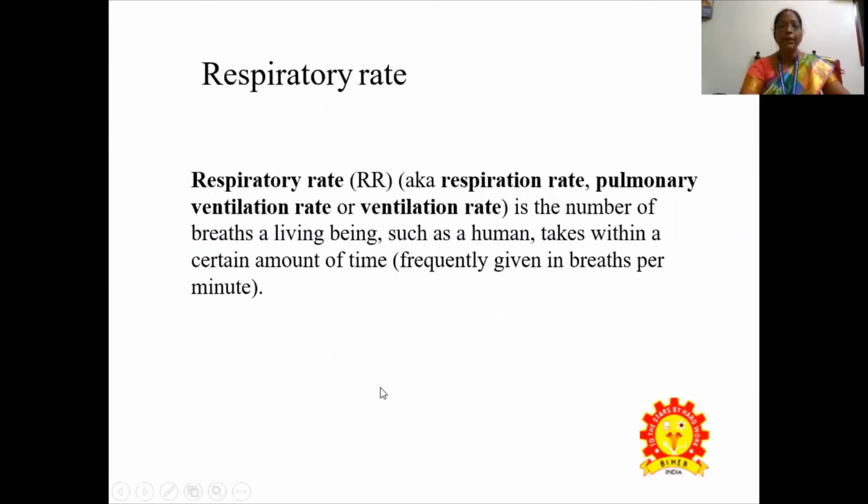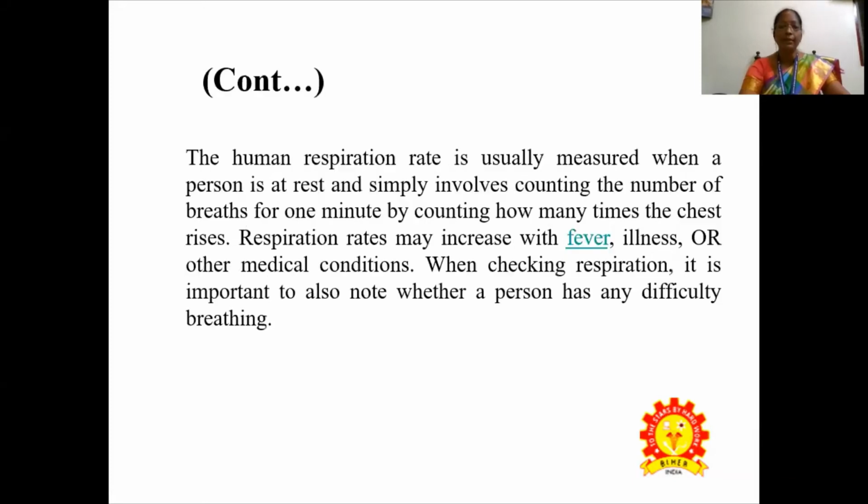Different murmurs are audible in different parts of the cardiac cycle depending on the cause of the murmur. Respiratory rate, RR, or the pulmonary ventilation rate or ventilation rate, is the number of breaths a living being such as a human takes within a certain amount of time, frequently given in breaths per minute.